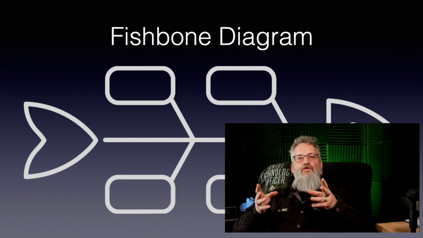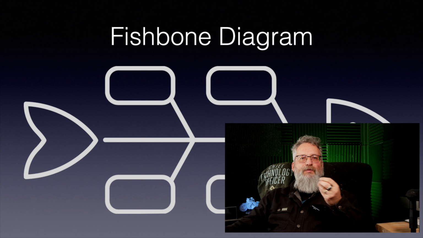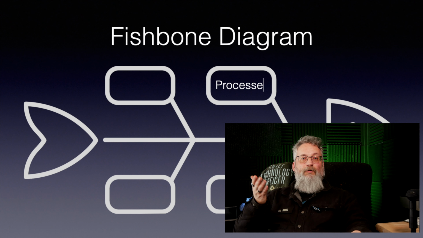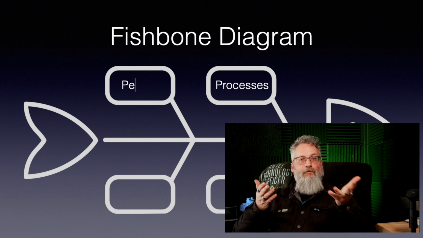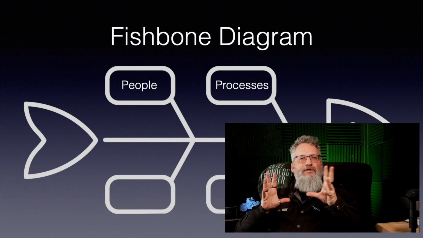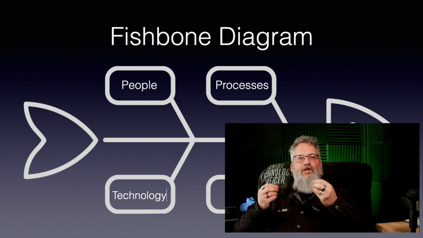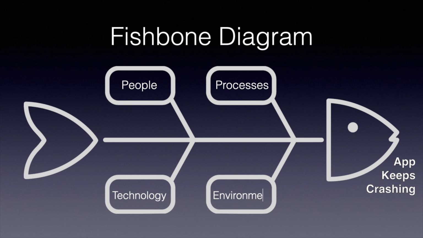Good. Step 2, identify major categories. Think of the key areas where the problem could originate. For software, you might use categories like people. Did someone miss something during testing? Process. Is there a step in your workflow that's broken? Technology. Could it be the tools or platform you're using? Environment. Are external factors like tight deadlines contributing to the issue? You can tweak these categories depending on the situation. There's no one size fits all.